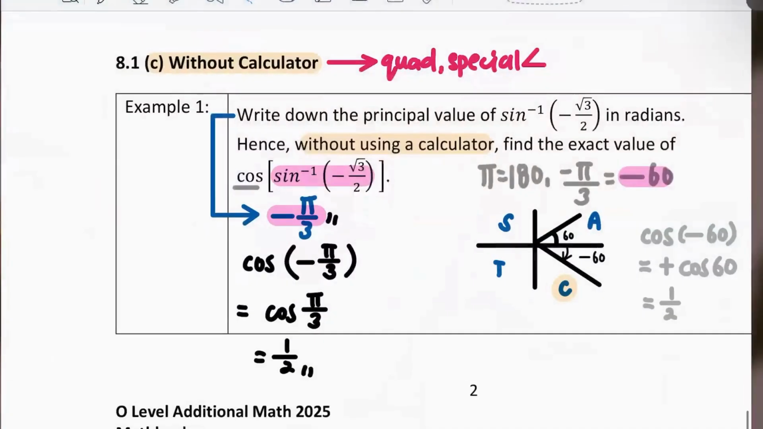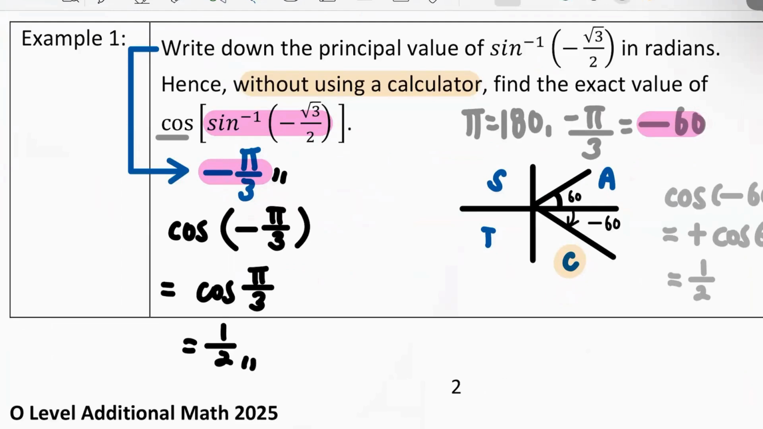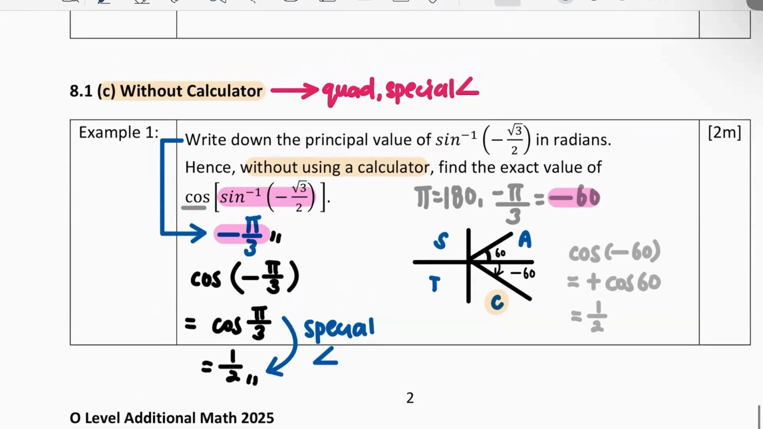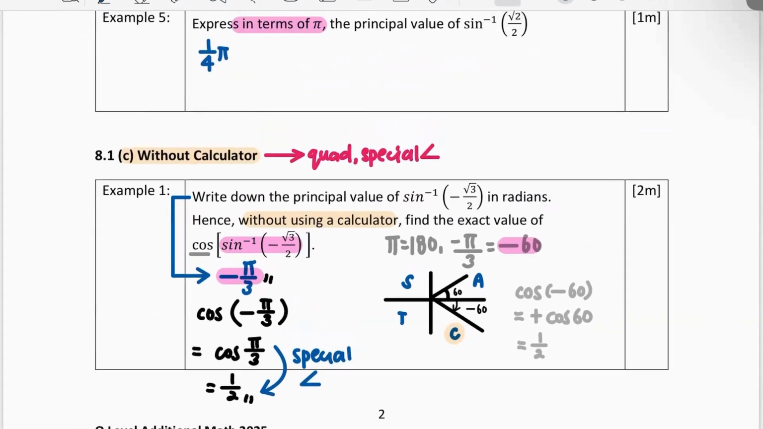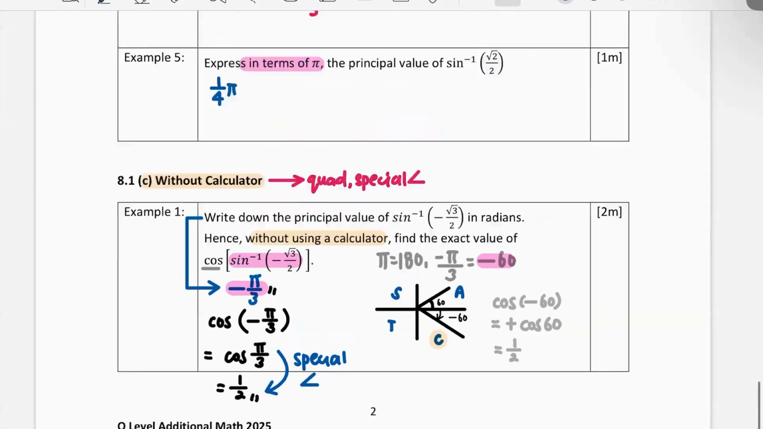Okay, then from here to here, note that this part here is based on special angle. So you are not using your calculator by right. You're not using because you should know the special angle. But if you have attended my special angle cheating class, then you will know that special angle can always cheat with your calculator. Okay, we are done with all principal values. Good job.